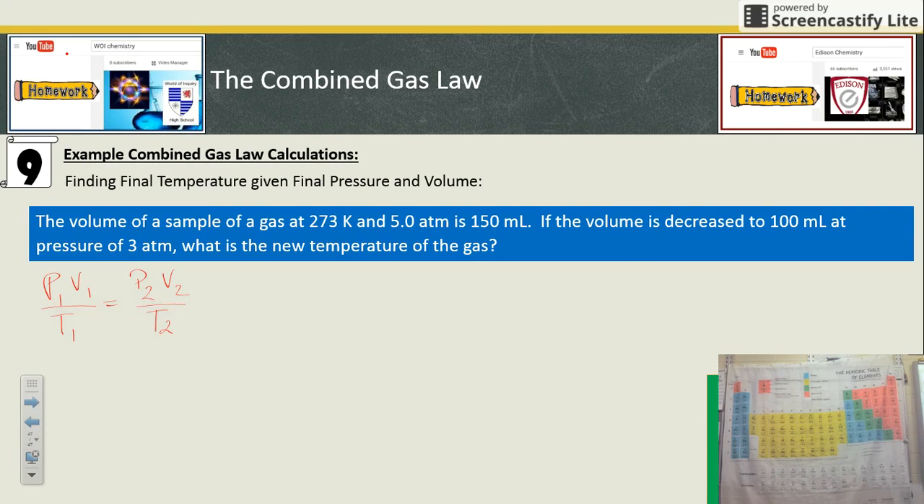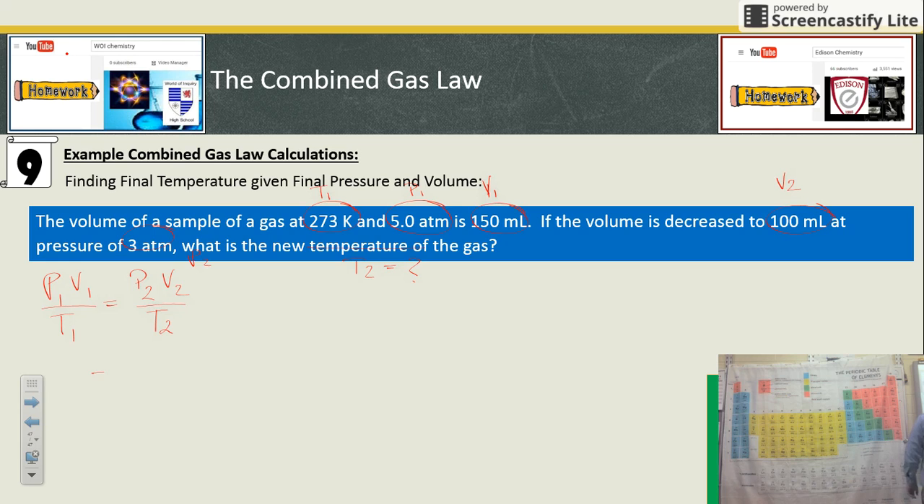So the volume of the sample is at 273, temperature 1, 0.5 atmospheres, pressure 1, 150 mils, volume 1. The volume is decreased to 100 mils, so there's volume 2. At pressure of 3 atmospheres, there's pressure 2. What's the new temperature? Well, T2 is our unknown. So let's put our variables in and see what we got.